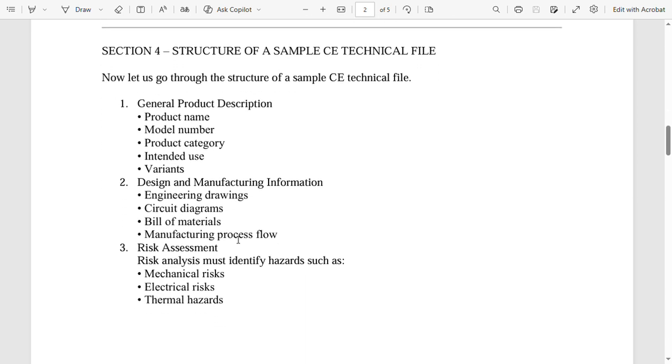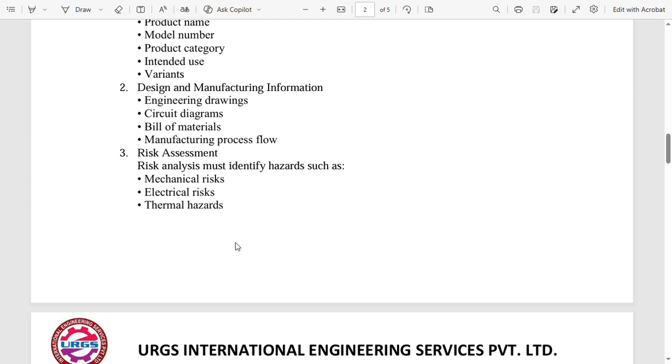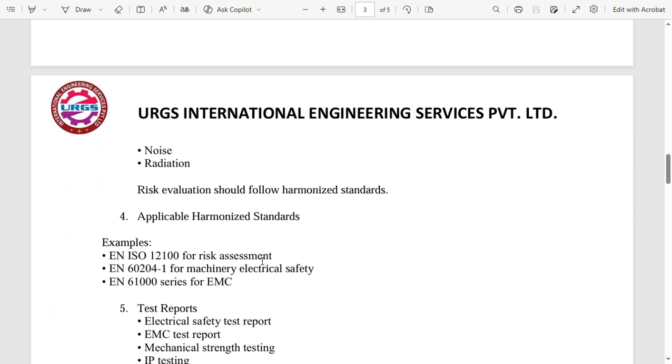Now, structure of a sample CE technical file. Now let us go through the structure of a sample CE technical file. First, general product description: product name, model number, product category, intended use, variants. Then, design and manufacturing information like engineering drawings, circuit diagrams, bill of materials, manufacturing process flow. After that, risk assessment. Risk analysis must identify hazards such as mechanical risks, electrical risks, thermal hazards, noise, radiation. Risk evaluation should follow harmonized standards.